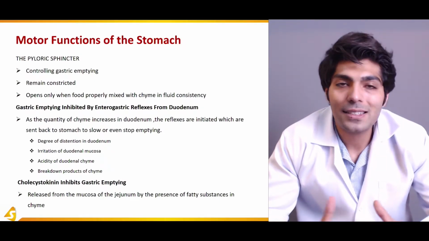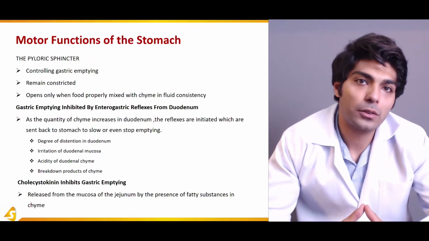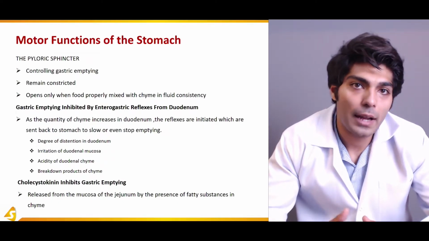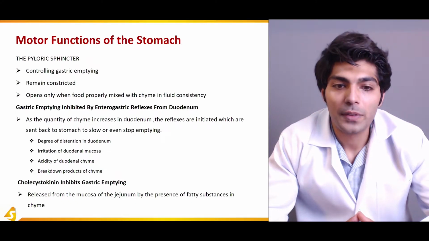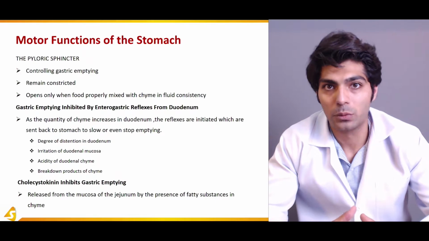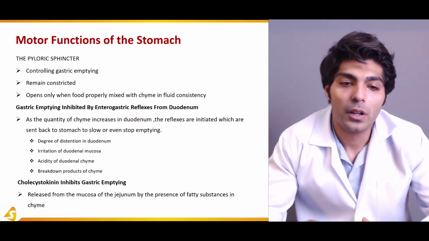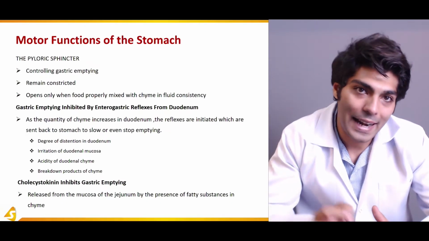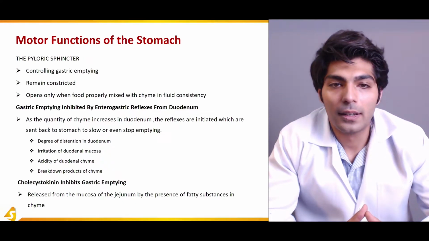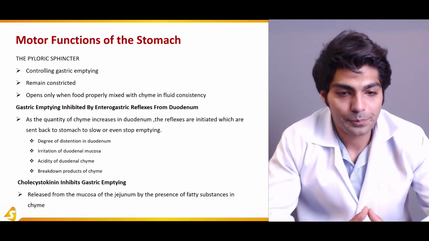So any distension in the duodenum can also send a message back to the stomach, or can squirt the chyme back into the body of the stomach. It needs to be properly broken down, digested into fluid consistency, before it enters the duodenum. Any irritation in the duodenum can activate the enterogastric reflexes from the duodenum.